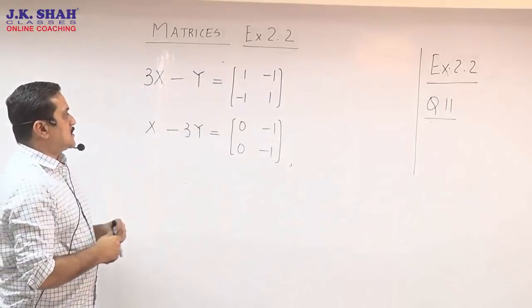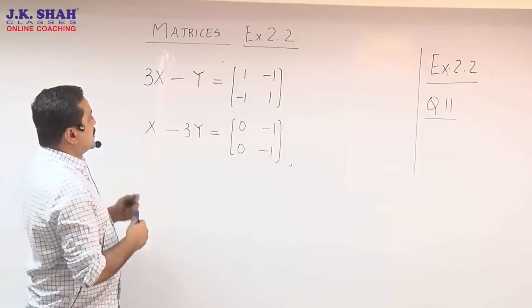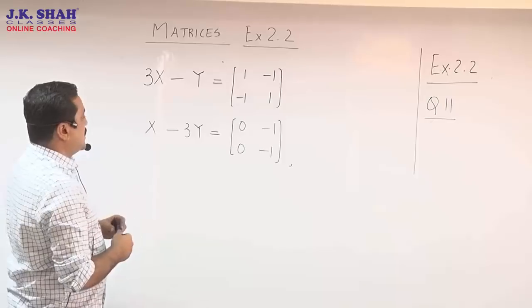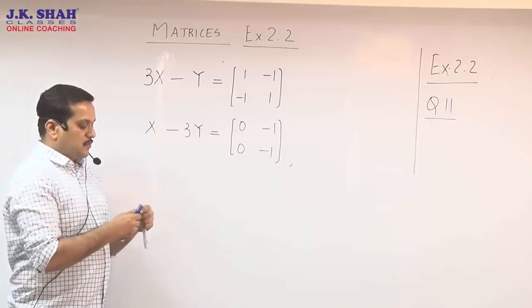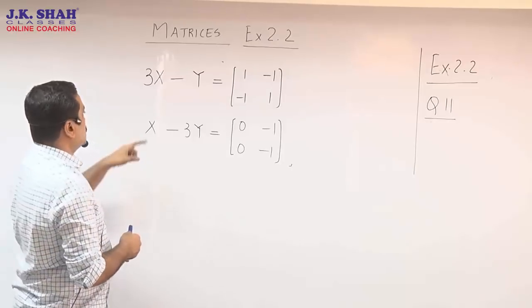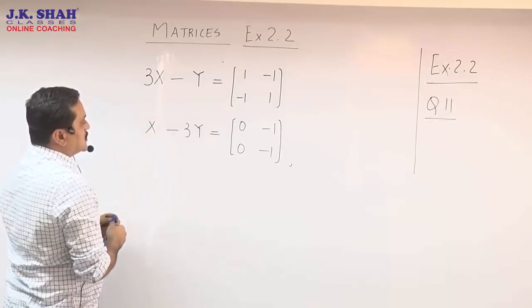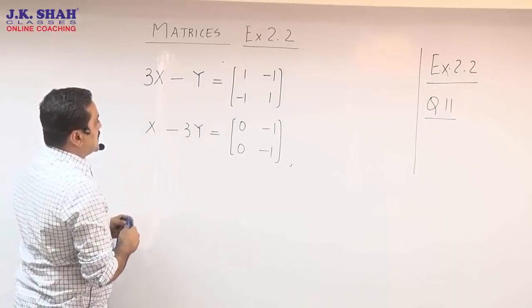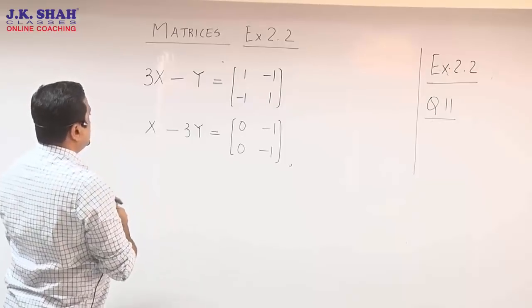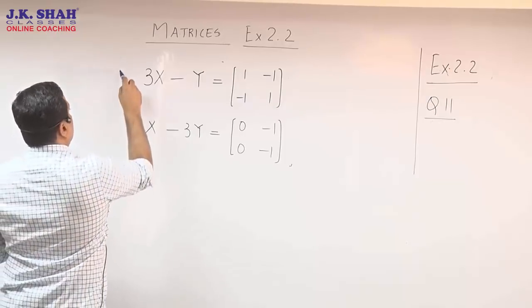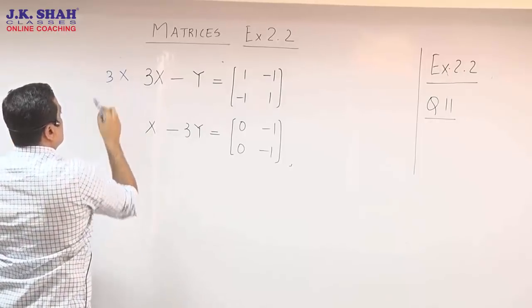So that's our next question from exercise 2.2, question 11. Now when I look at these two equations, it almost gives me a feeling like they are linear equations. So the treatment will be almost similar. We are supposed to find the X and Y matrices. Of course we are going to solve them simultaneously. For a simultaneous equation treatment, I think like your school standard you would have multiplied the first equation by 3. So let's do it.